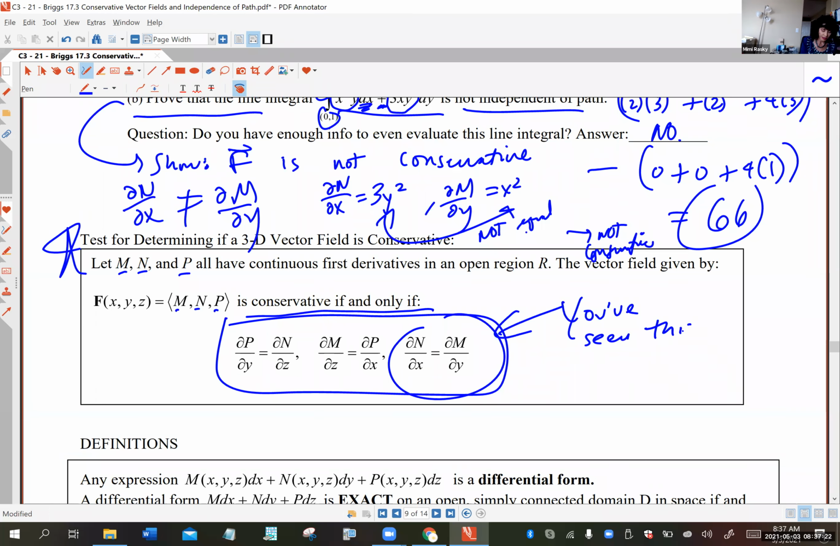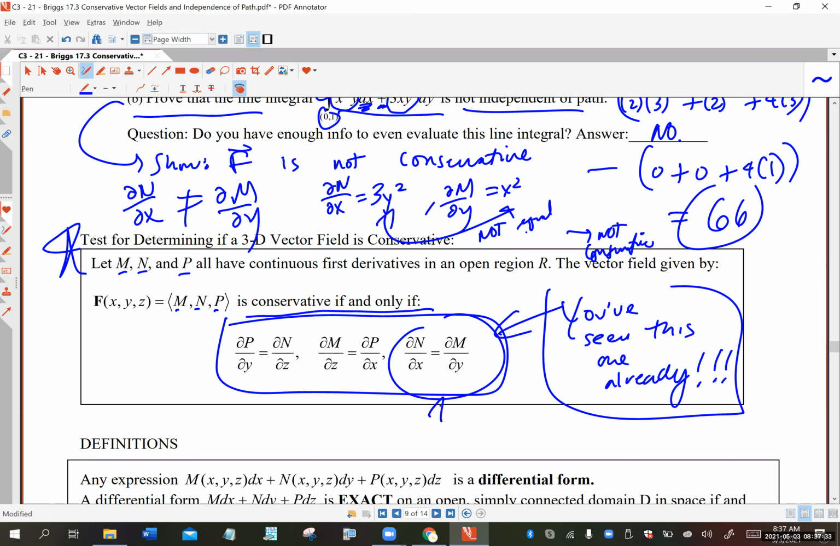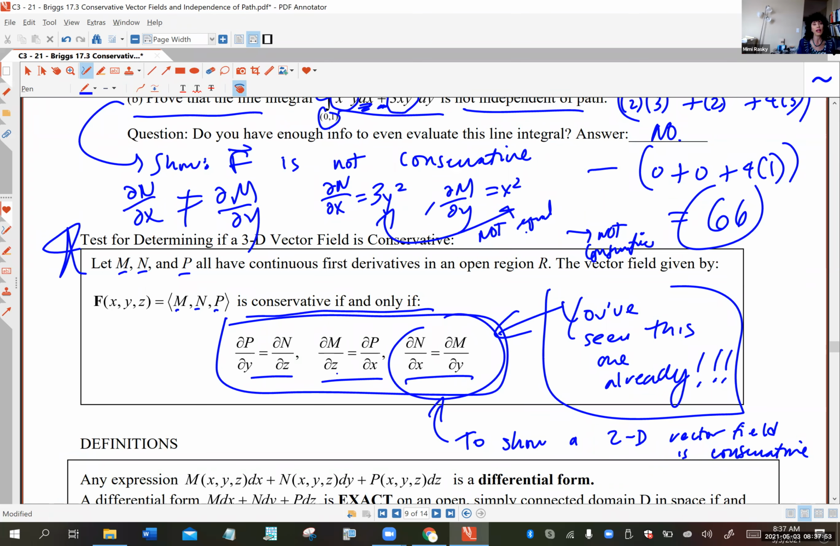You've seen this one already. When? Anybody know? dN/dx equals dM/dy. That was during the 2D, wasn't it? Yeah, this is to show a 2D vector field is conservative. You just have to show that dN/dx is equal to dM/dy, and that's it. And then your two-dimensional vector field is conservative. But for a 3D, you've got to do that one and two more, and they all have to be true. If even one of them is not true, that vector field is not conservative. Okay.